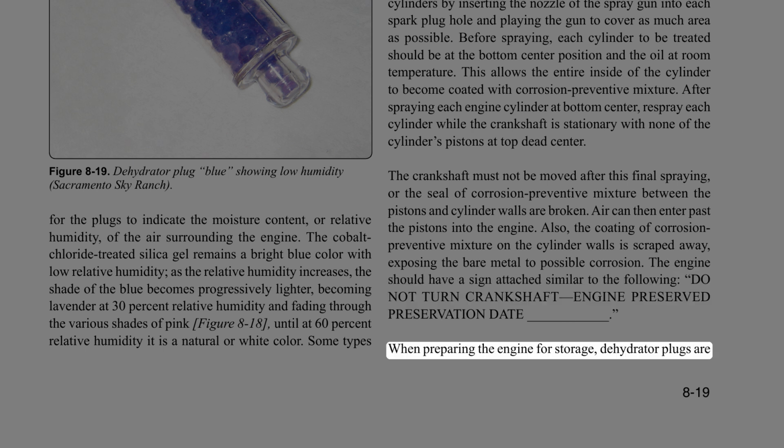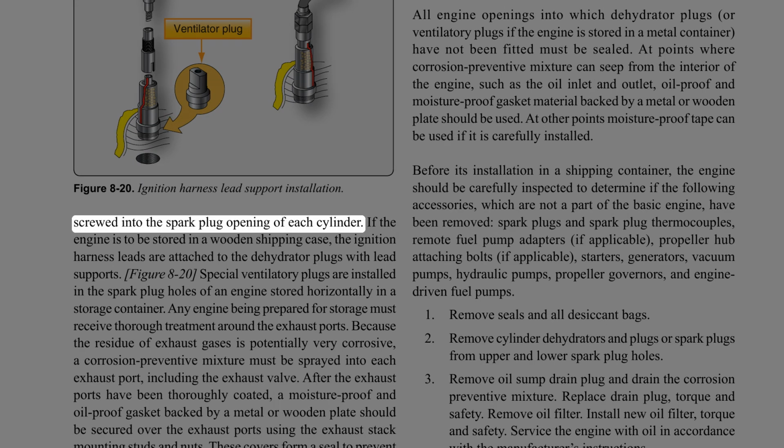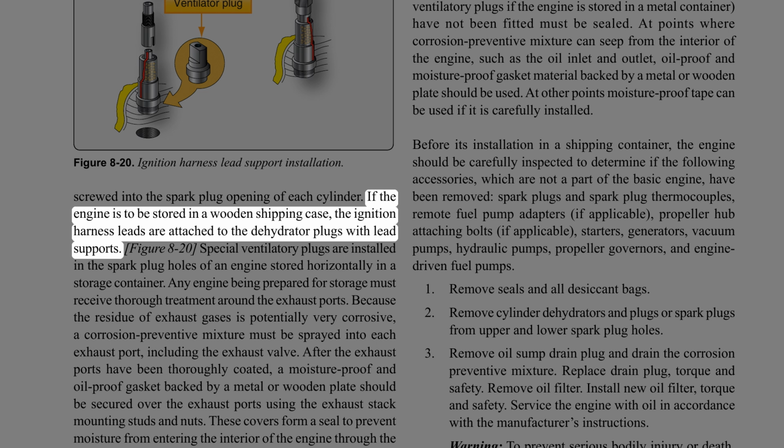When preparing the engine for storage, dehydrator plugs are screwed into the spark plug opening of each cylinder. If the engine is to be stored in a wooden shipping case, the ignition harness leads are attached to the dehydrator plugs with lead supports.